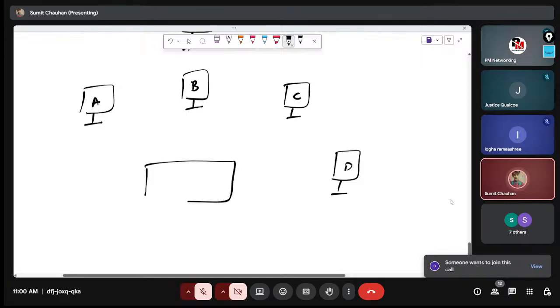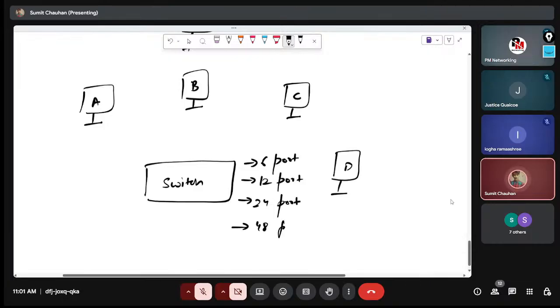Guys, switches in the market are not only 6 port. You can buy a 6 port switch, a 12 port switch, a 24 port switch, or a 48 port switch. And on the ISP side, internet service provider side, and in big enterprises, you can see 48 plus port switches also, because they have their own requirements. But right now, how many ports of switch will you buy? You can buy 6 port or 12 port according to your requirement. Let's suppose we bought a 12 port switch.